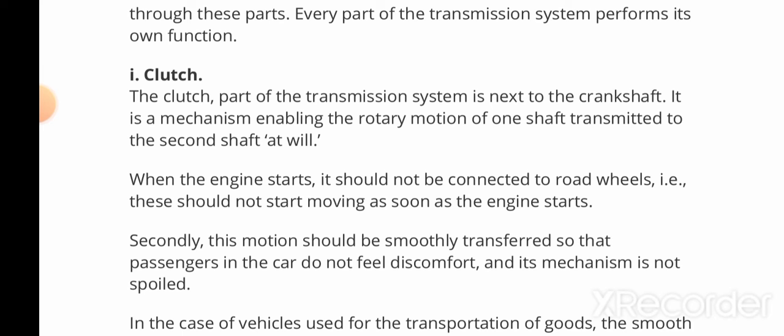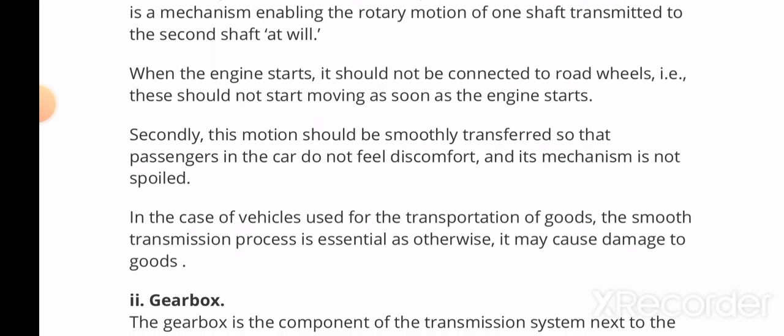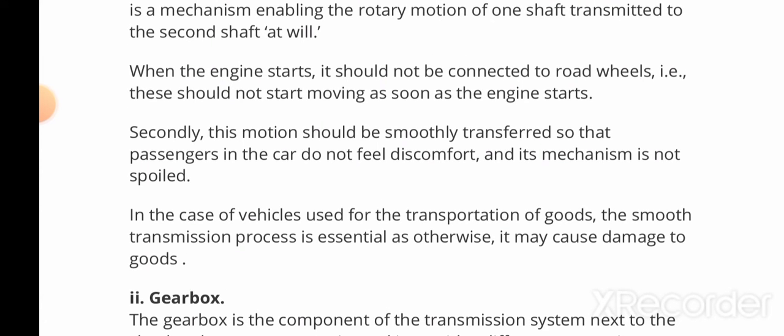The clutch, a part of the transmission system, is next to the crankshaft. It is a mechanism involving the rotary motion of one shaft transmitted to a second shaft at will. When the engine starts, it should be connected to the road wheels. These should not start moving as soon as the engine starts. Secondly, this motion should be smoothly transferred so the passengers in the car do not feel discomfort and its mechanism is not spoiled.